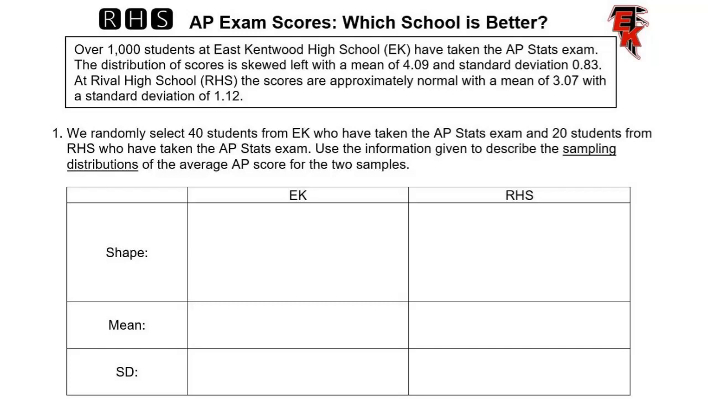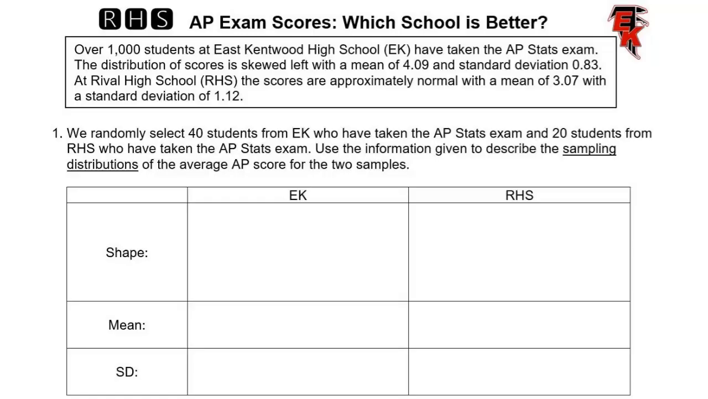Let's do the East Kentwood together, and then I'll have you guys do RHS on your own, and then we'll kind of check in. So when I'm talking about the shape for the sampling distribution at East Kentwood, what pieces of information would we need to look at? How will I determine the shape, not of the population, but the shape of the sampling distribution when we choose these 40 students? Anybody have any ideas? What would the shape of the sampling distribution be?